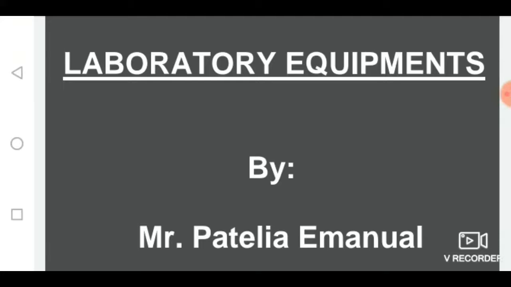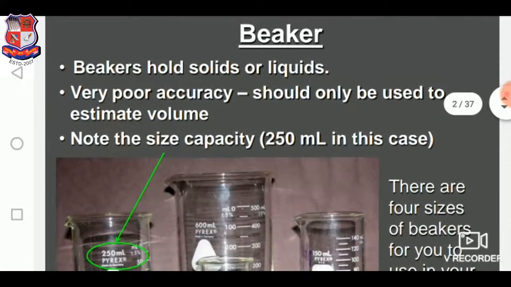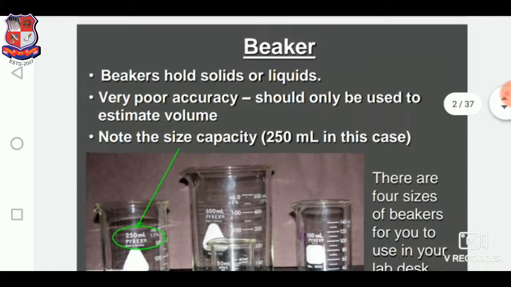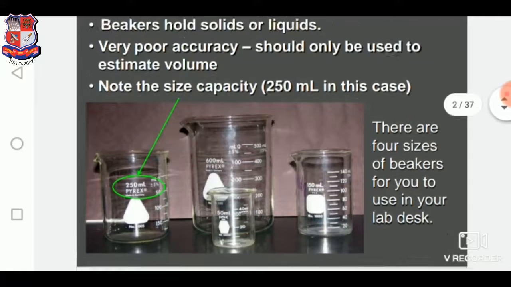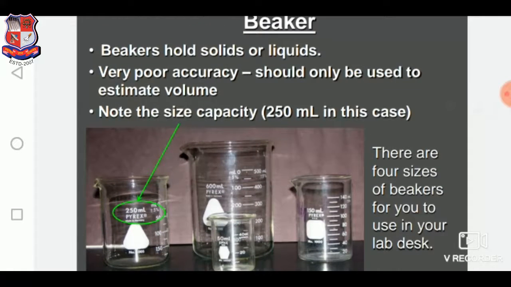Hello students, today we will discuss some laboratory equipment, common glassware and other equipment used in the laboratory. So the first one is the beaker, and students have to recognize the size and capacity of the beakers. For example, this beaker indicates 250 ml, which means the maximum capacity or allowable measurable limit is 250 ml. And there are 4 different sizes of beakers for you to use on your lab desk.